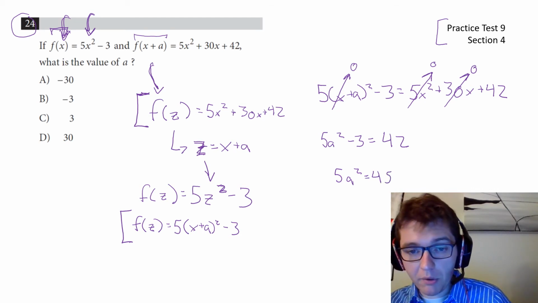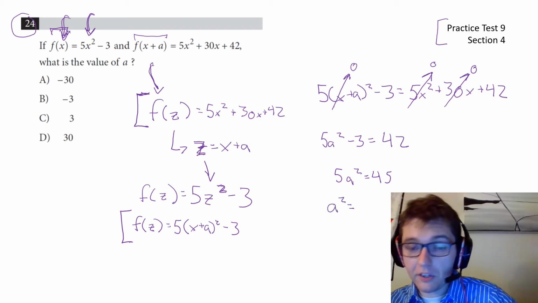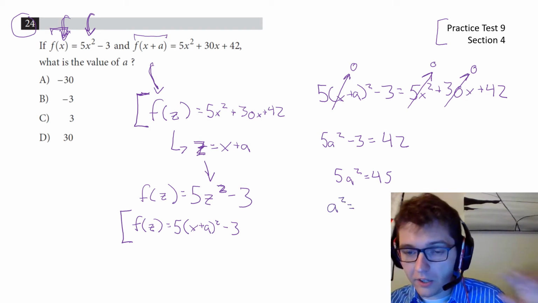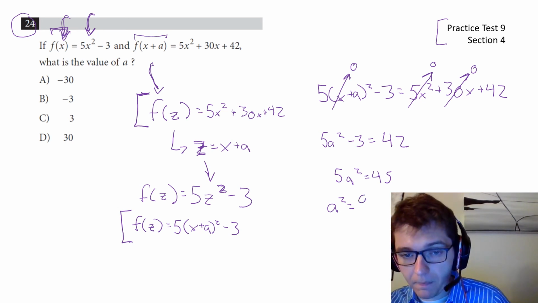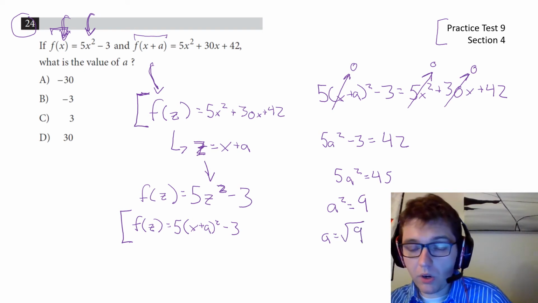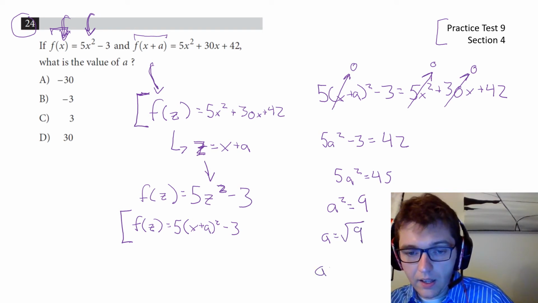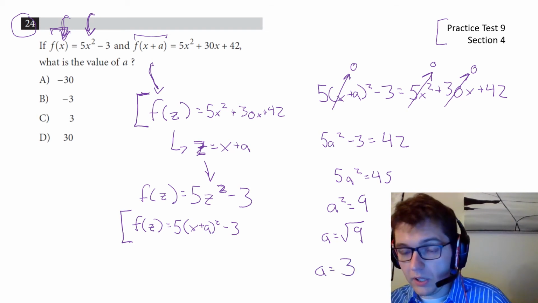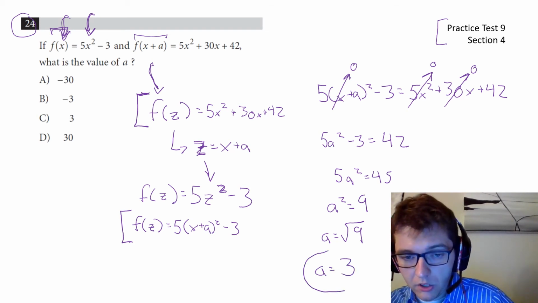Divide by 5 on both sides. That'll leave you with a squared is equal to... this is a calculator section, so if it's simpler for you to do it in calculator, go ahead, do it, but it's 9. a is equal to the square root of 9. Again, plug in your calculator if you want, or just know that a is equal to 3. Square root of 9 is 3. So a is equal to 3.